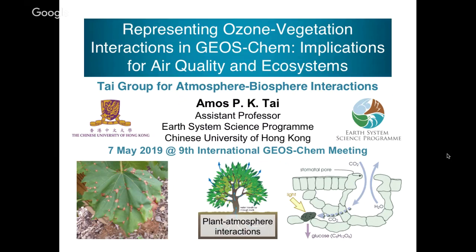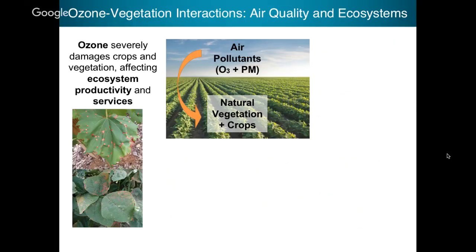We care about this, obviously, because ozone severely damages crops and vegetation. It affects ecosystem productivity and services. So you can really see that, under ozone exposure, plants can appear like this, having a lot of brown spots, and basically ozone is really bad for vegetation.